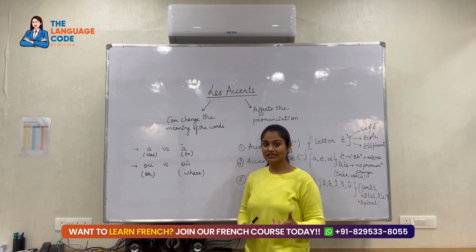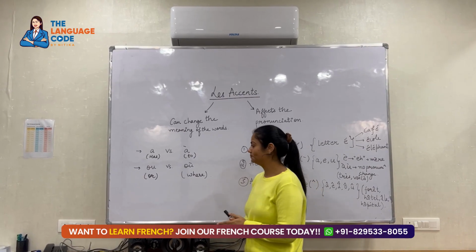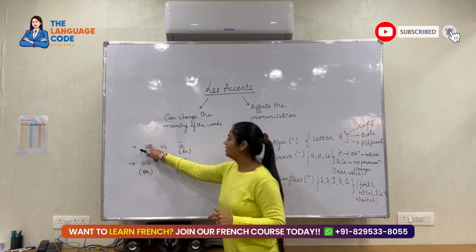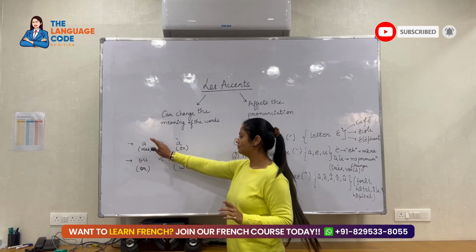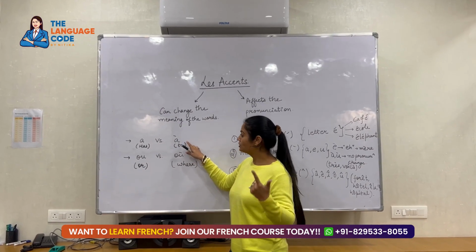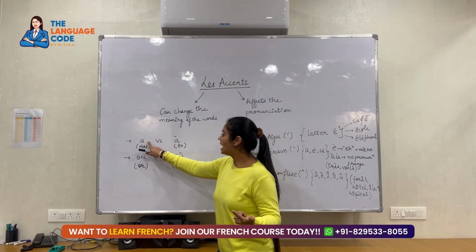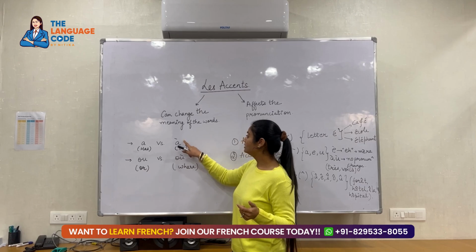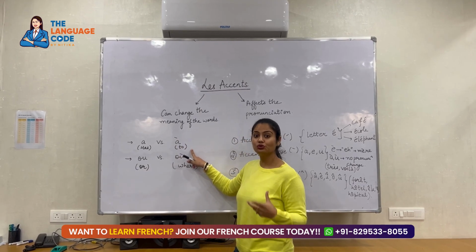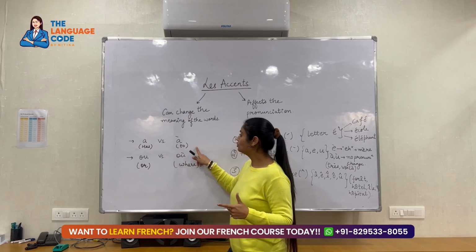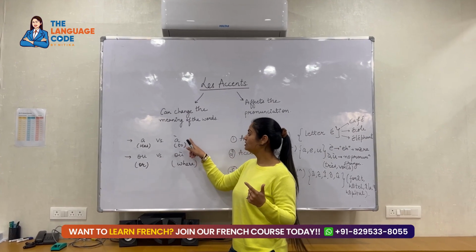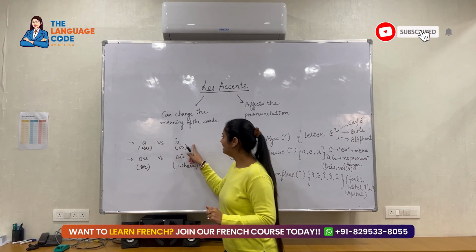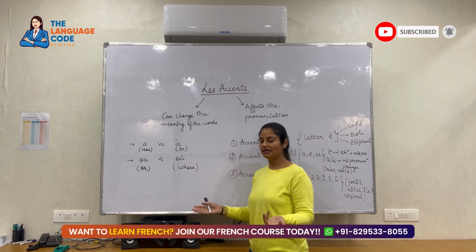Now let's learn this concept through an example. A versus à. See, this is A without any accent, simple. This is A with an accent. Here, A stands for 'has', that represents the verb avoir. Here the A with an accent stands for 'to'. So the meaning of the two changes. How? Just by putting an accent over it. The meaning is changing but the pronunciation remains the same.